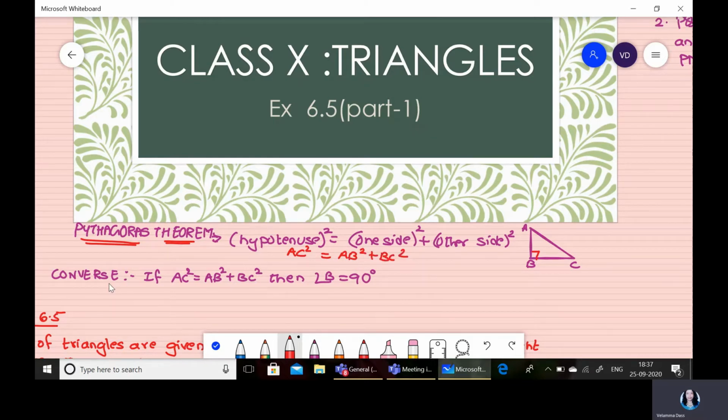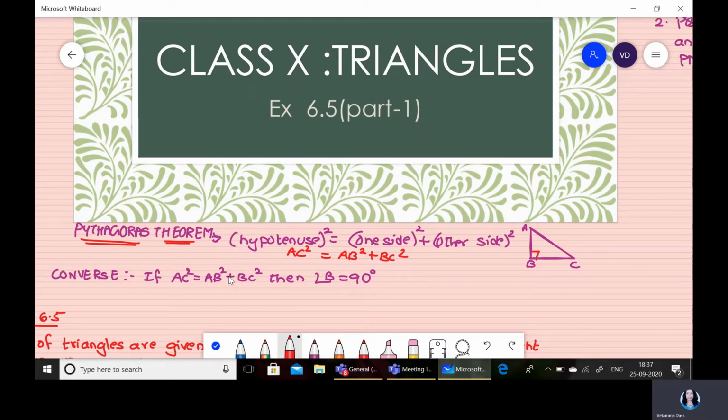What is the converse of Pythagoras theorem? The converse of Pythagoras theorem says that if the square of the longest side is equal to the sum of the squares of the other two sides, then the angle which is opposite to the longest side is a right angle.